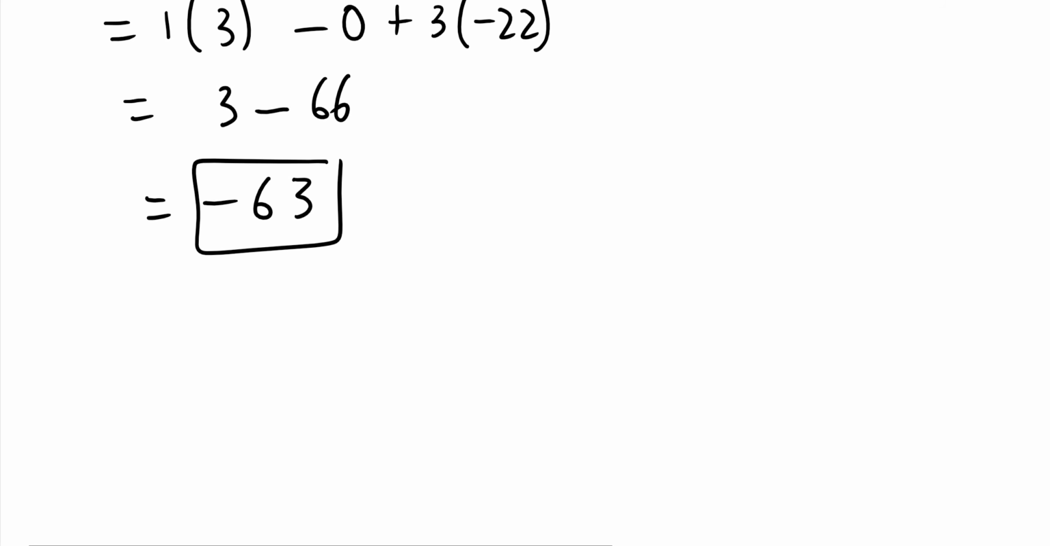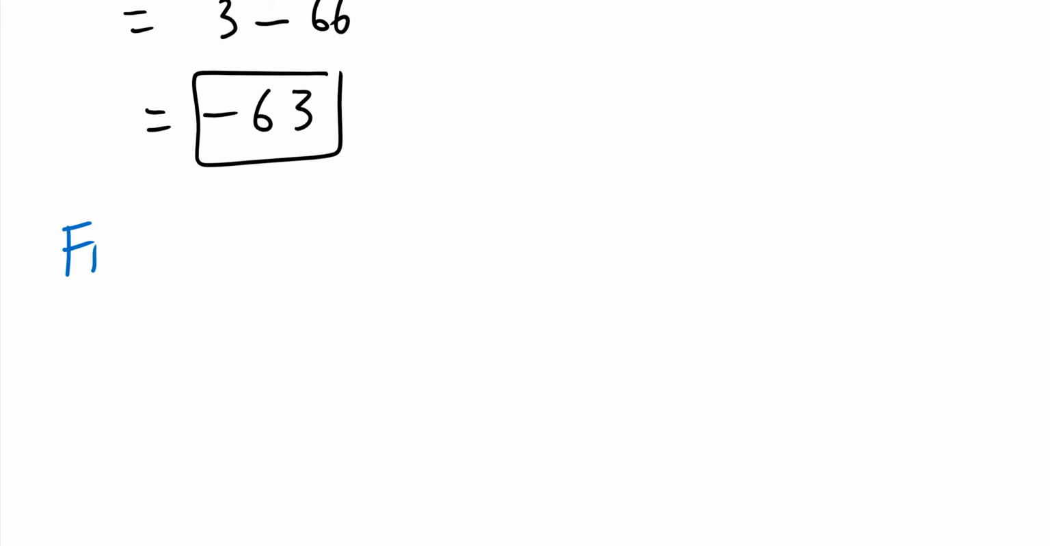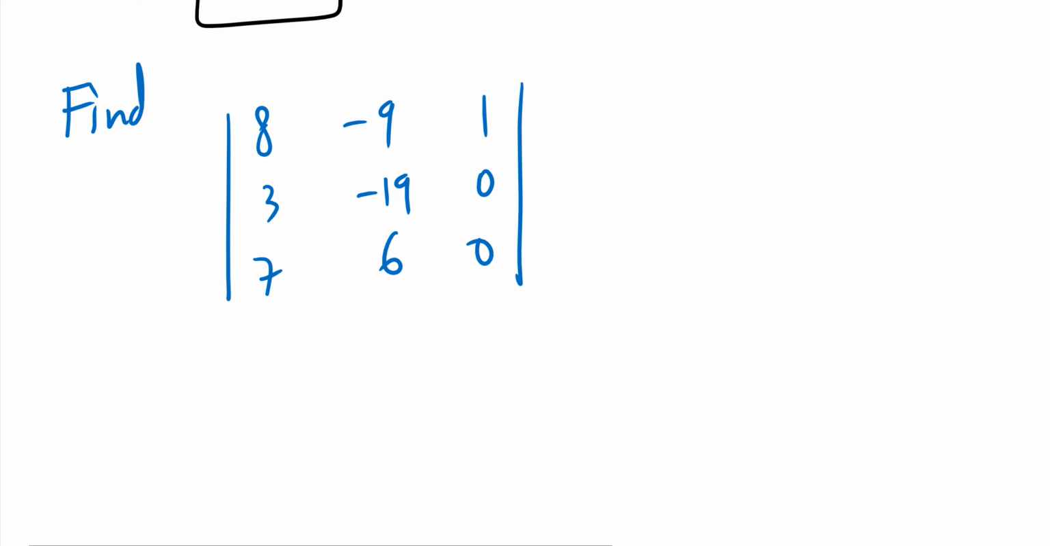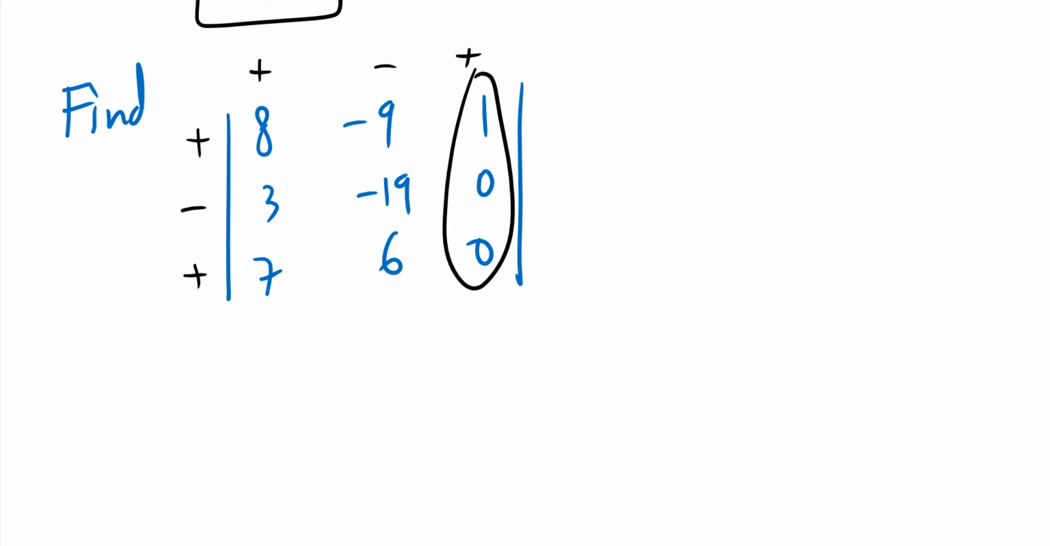Let's pick another example. Find the determinant for 8, 3, 7, -9, -19, 6, 1, 0, 0. Notice what I'm going to do, I always go plus, minus, plus, plus, minus, plus. I'm going to pick this column because this one has a lot of zeros, right? So let's see what we get.